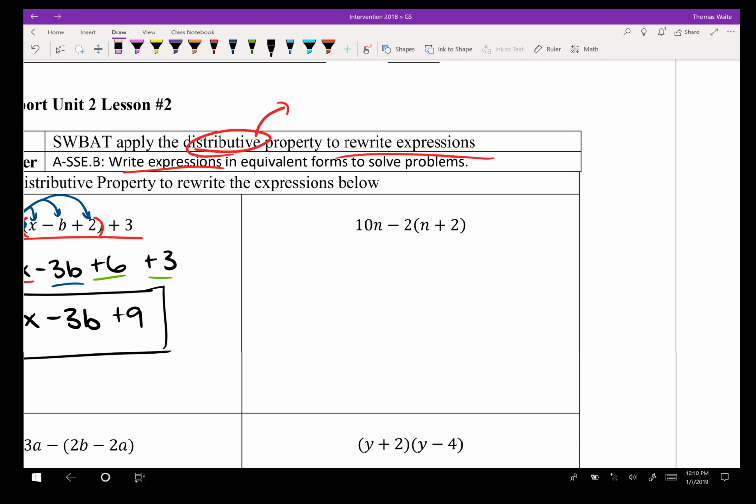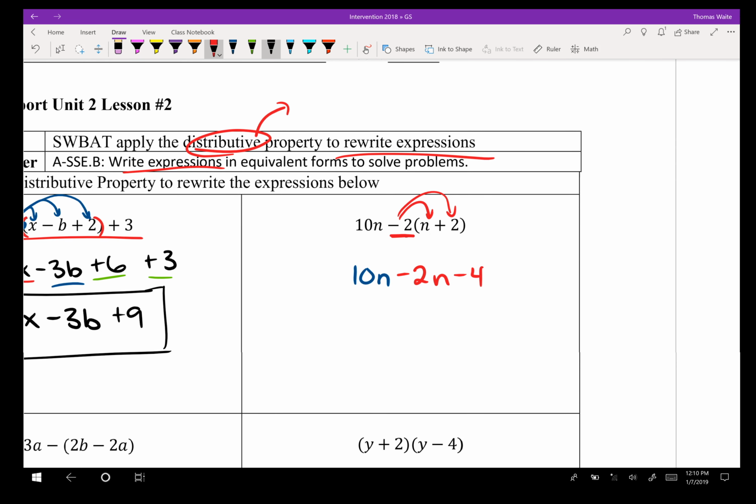Here it's pretty similar, but we're distributing not just the 2, it's actually a negative 2 out front that we need to distribute. So I'm going to take that negative 2, distribute it to both of our pieces. Well, 10n I'm going to leave right now. Negative 2 times n is negative 2n. Negative 2 times 2 is negative 4. So the arrows really help me keep track.